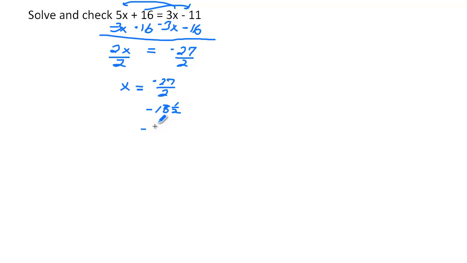Or we can call it negative 13.5. So let's go back and check. 5 times negative 13.5 plus 16 should be equal to 3 times that negative 13.5 minus 11.